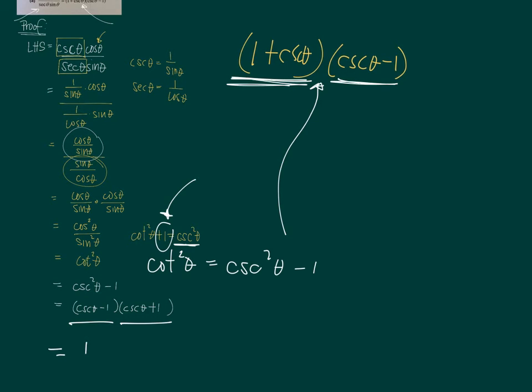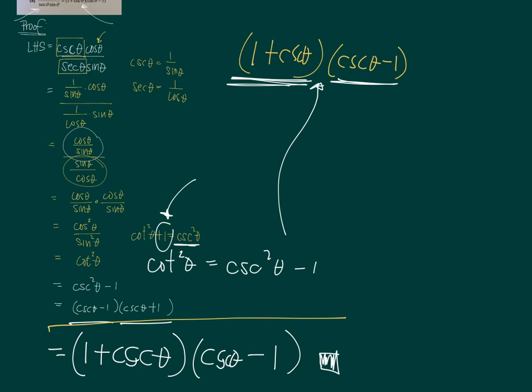Cosecant theta plus 1 is equivalent to 1 plus cosecant theta. Okay, commutativity. You can interchange. And then cosecant theta minus 1 as the second product. And that's what we are trying to prove, that it will be equal to this. So hence, we were able to prove that cosecant theta cosine theta over secant theta sine theta is equal to 1 plus cosecant theta times cosecant theta minus 1. Okay, so that's the end of the proof.